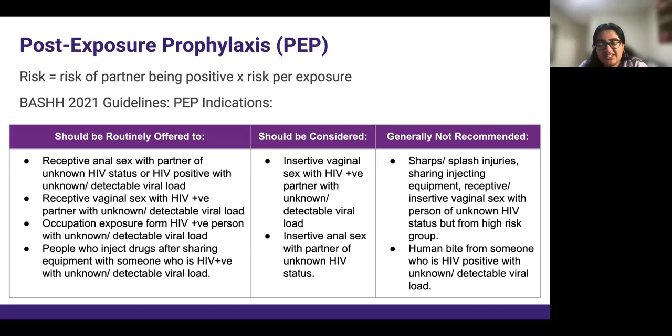And you should consider it in insertive vaginal sex with somebody who could be HIV positive with an unknown viral load.